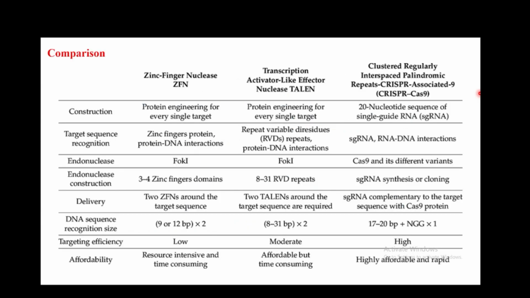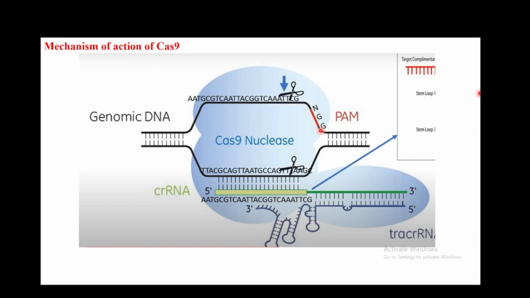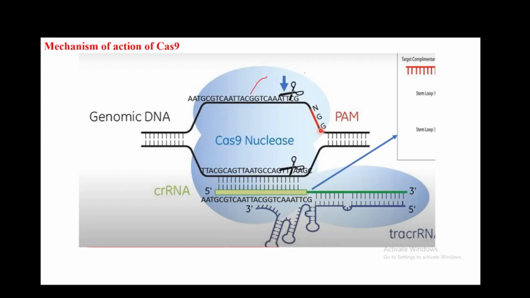Before we move forward, we need to understand some basic things about CRISPR. There is one terminology known as the protospacer adjacent motif, or PAM, and the sequence near this PAM sequence is the protospacer. For example, we can say this is the sequence, which is the protospacer.